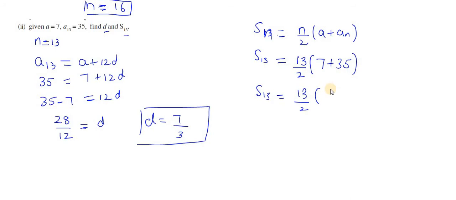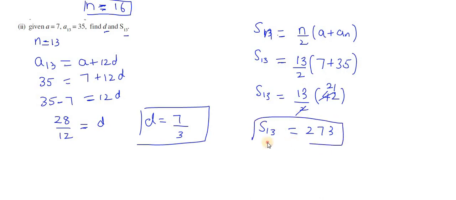What is 35 plus 7? It is nothing but 42. So S13 is equal to 42 divided by 2, which gives 21. Now 21 into 13, what will you get? 273. Therefore, in this case the S13 value is 273. Is it clear? Yes. We'll move to the next problem now.